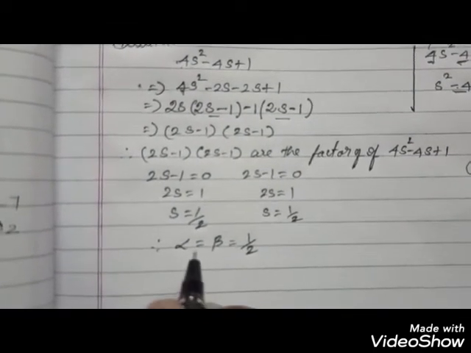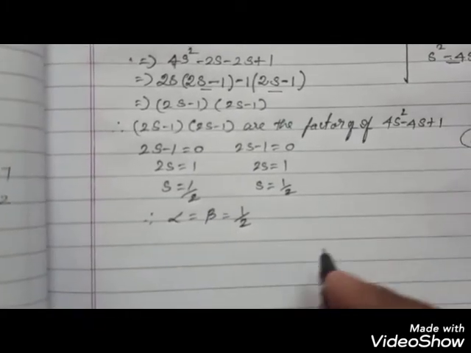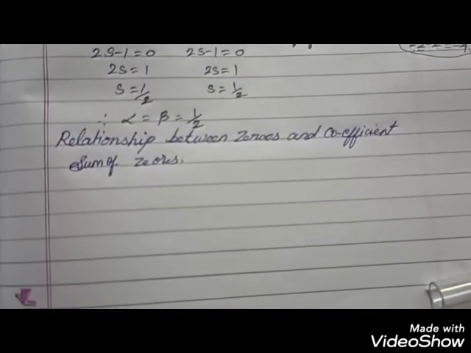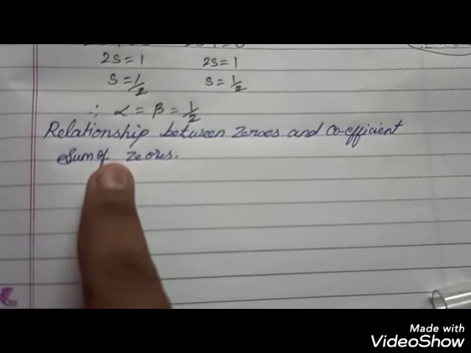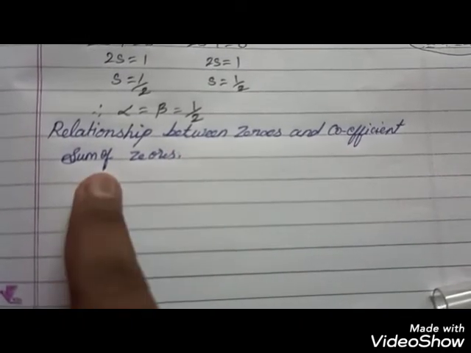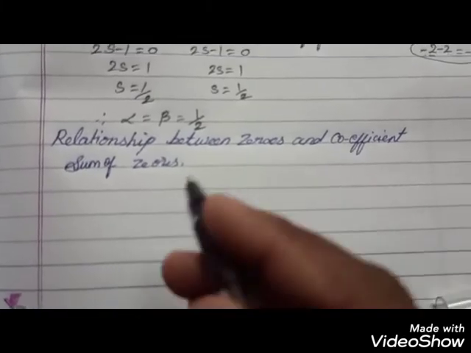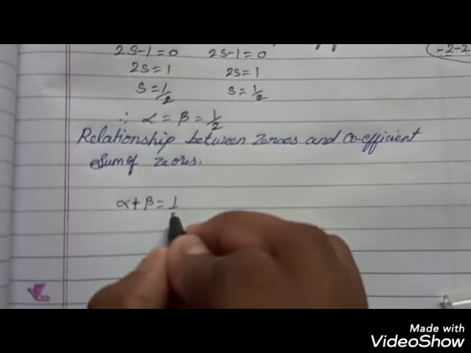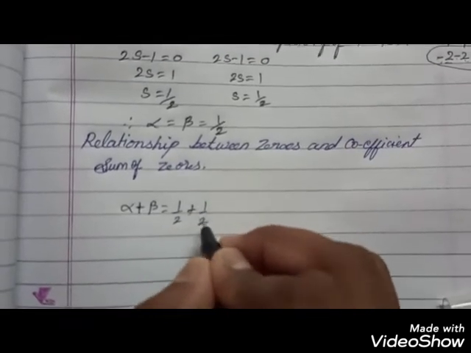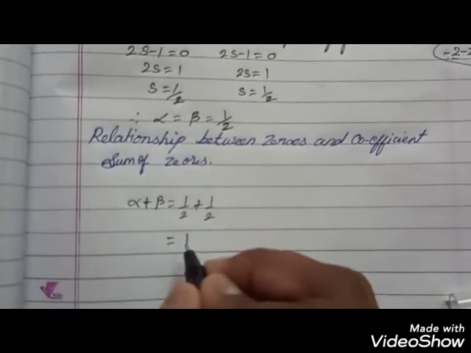Now we have to verify it by comparing the coefficients with the zeros of the polynomial. Now we verify the relationship between zeros and the coefficients. First one is sum of zeros by using alpha and beta. So alpha plus beta, you get half plus half. You know that 1 by 2 plus 1 by 2, half plus half, is 1.